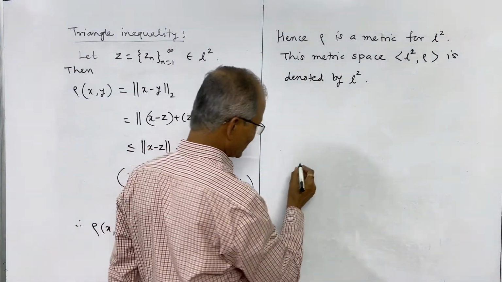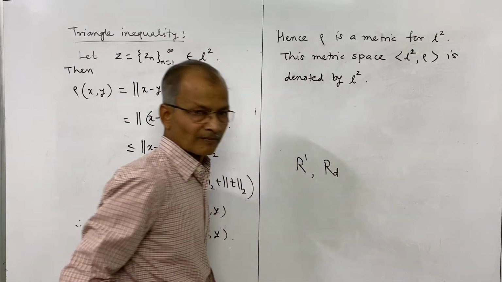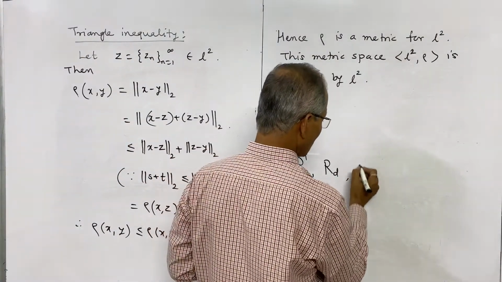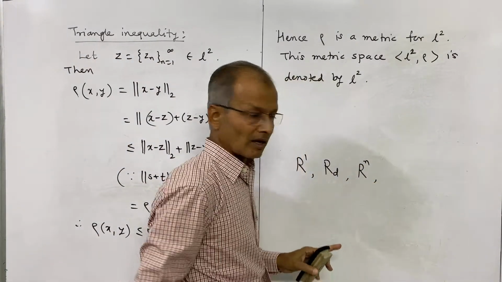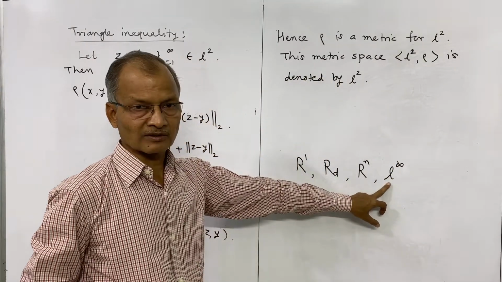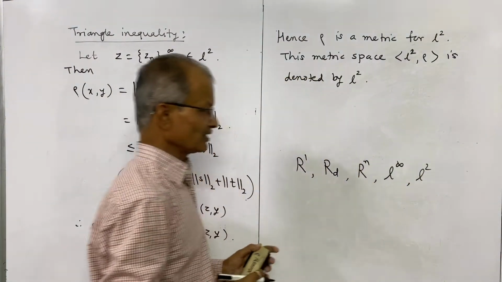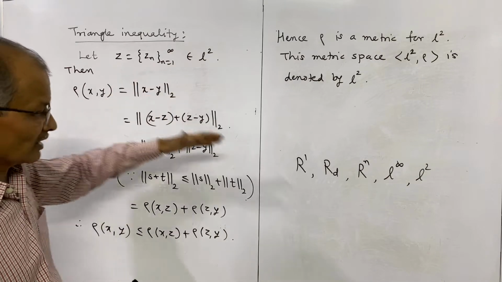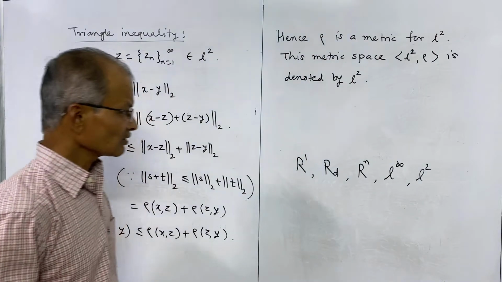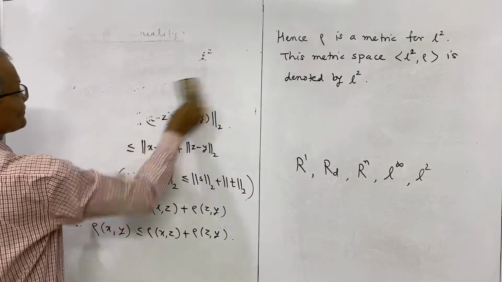Which metric spaces have we seen? R1 with the absolute value metric, then the discrete metric, then Euclidean n-space Rn, then L infinity, the set of all bounded sequences of real numbers, and then L2, the set of sequences x such that the summation of xn square is less than infinity, or convergent. So these are some standard examples of metric spaces.